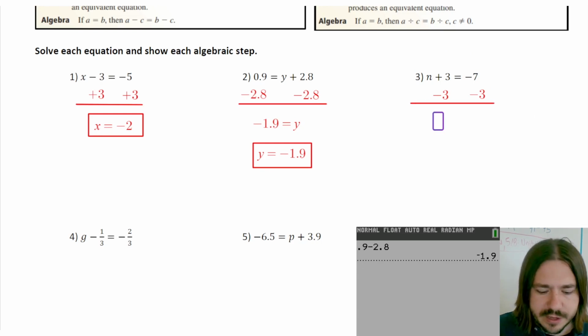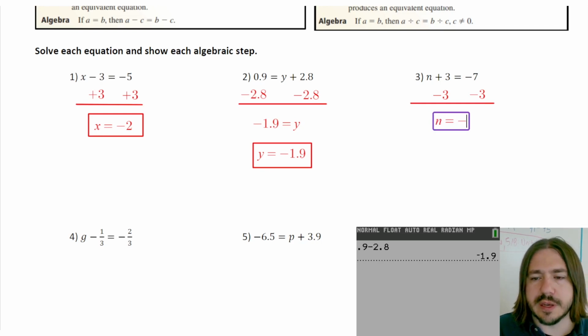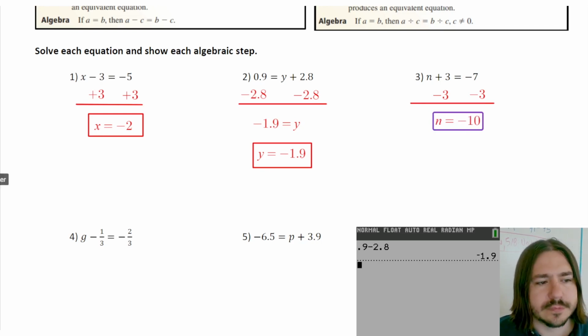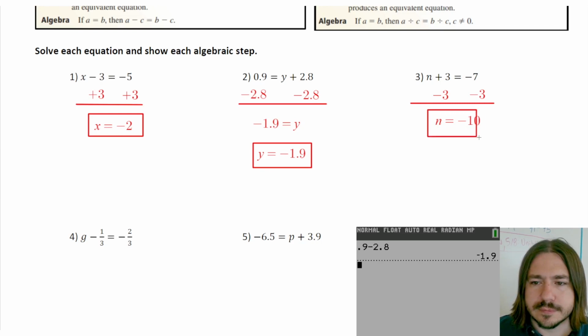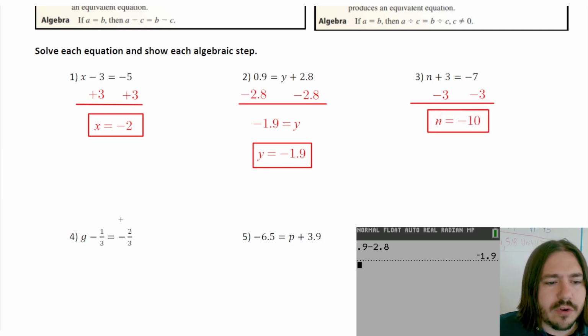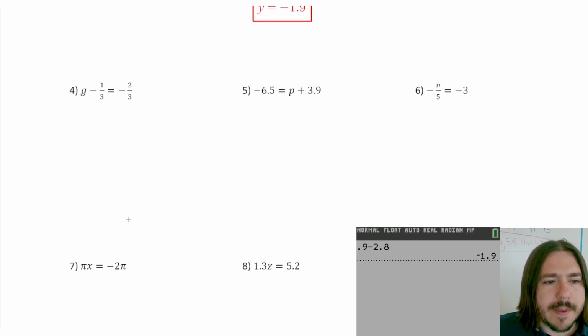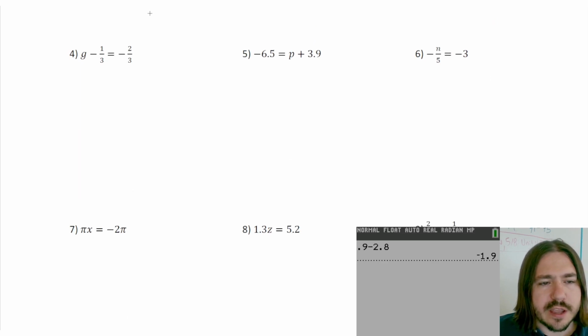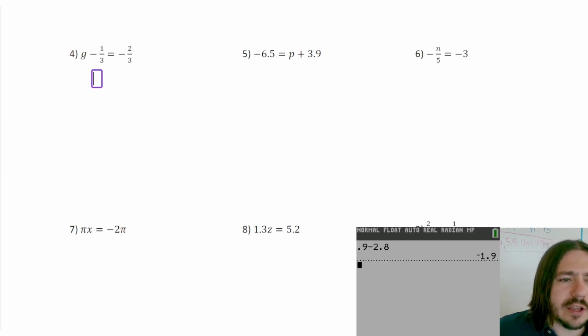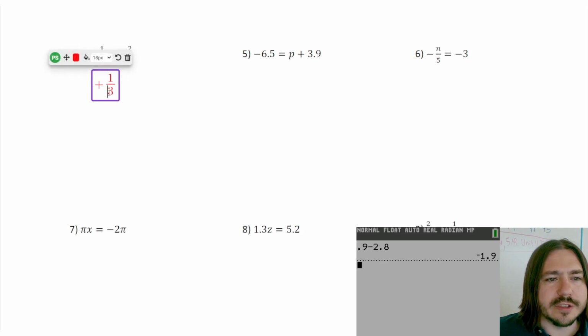So here we have negative 7 minus 3, which is going to be negative 10. For number 4, we've got g minus 1/3 equals negative 2/3. So I'm going to add 1/3 to both sides. Here, don't be afraid to use a calculator. I'm going to be, I think, comfortable enough adding 1/3 to negative 2/3.